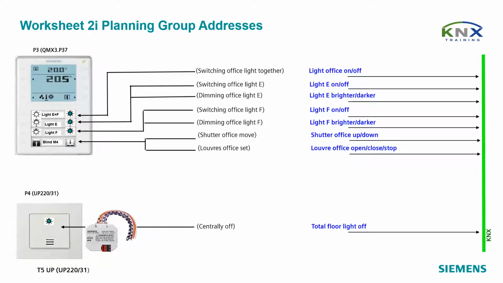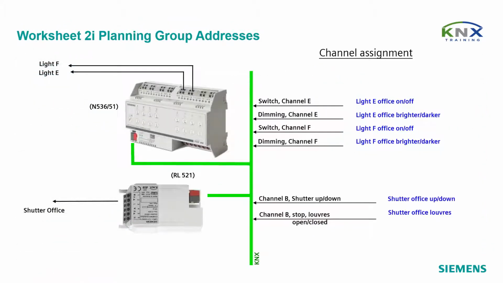Planning group addresses. To remember which new functions are required, here all office and central controls are listed as per rocker or button. Planning group addresses of the actuators. After the sensors, we have to look at the actuators. They exist already, so this time we only must not forget that they also must be included in the extension.